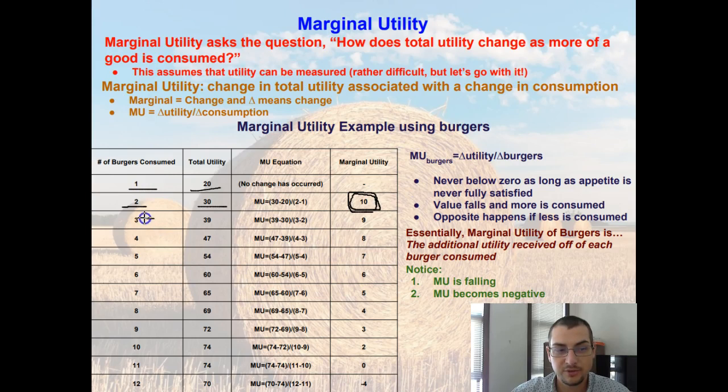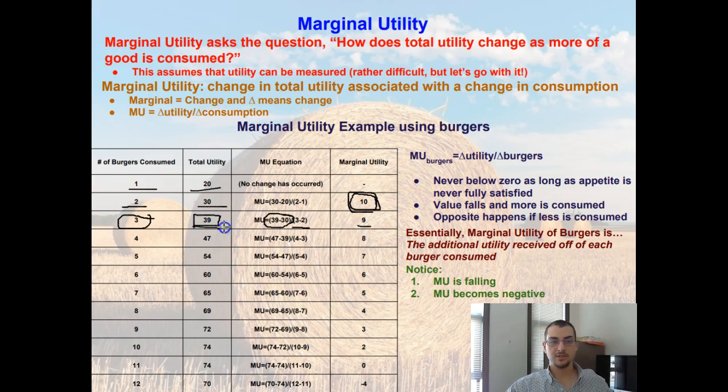So what happens if you eat this third hamburger? With this third hamburger, we change the amount of satisfaction by 9 units. We increase our utility to 39 units over 30. That change is equal to 9 divided by the change in burgers. So we only consumed one more burger. We have a marginal utility of 9.